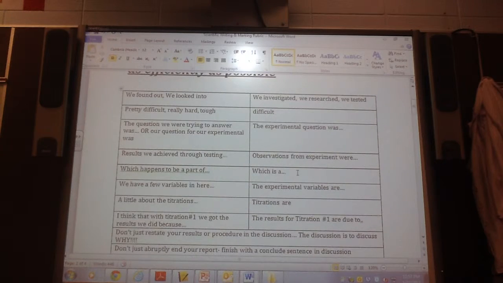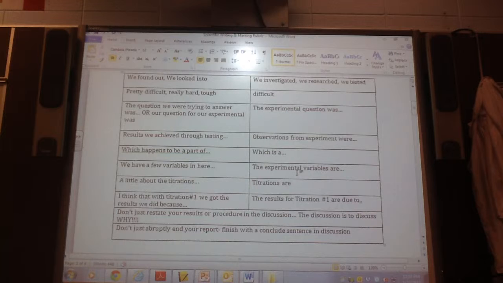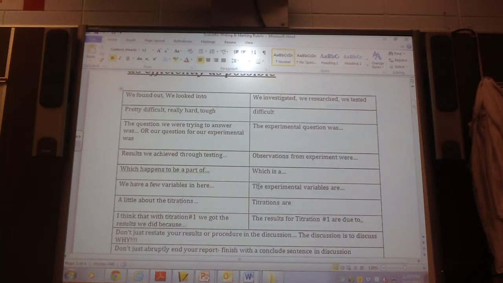These are some examples of diction. Instead of saying we found out or we looked into, say we investigated, we researched, we tested, using those science verbs, because they show what more you did. If you would say this was pretty difficult, really hard, or tough, you just say it was difficult. You don't say pretty difficult or super hard. This is what you don't do, and this is what you do.